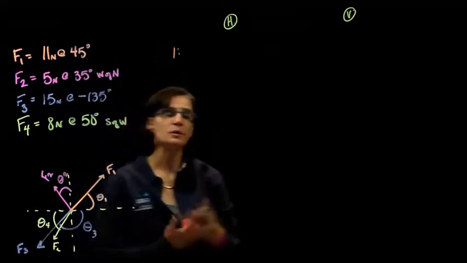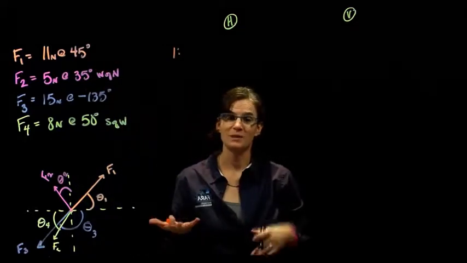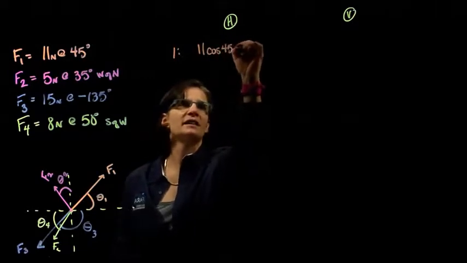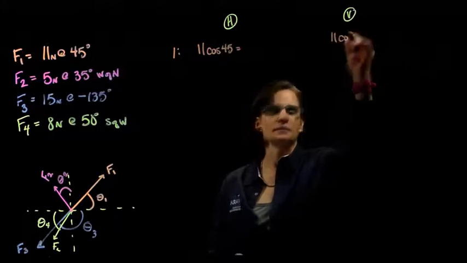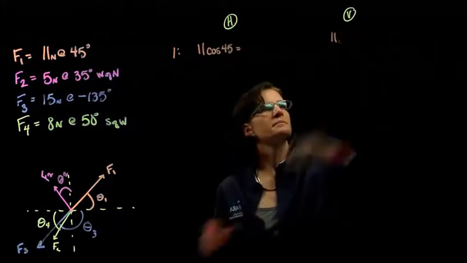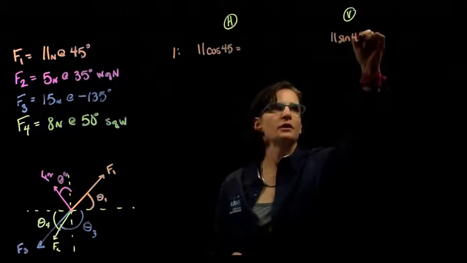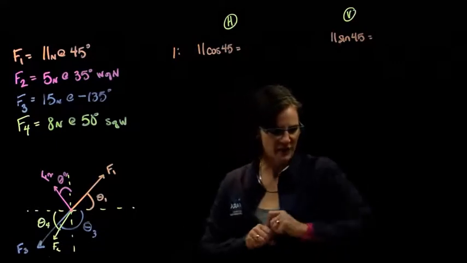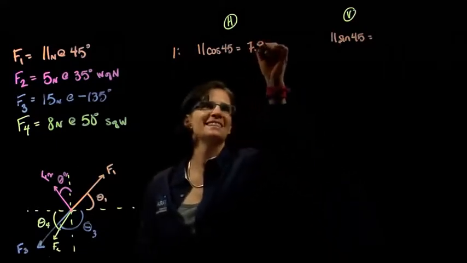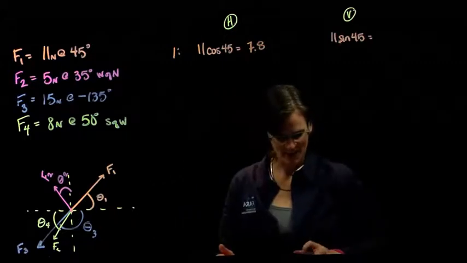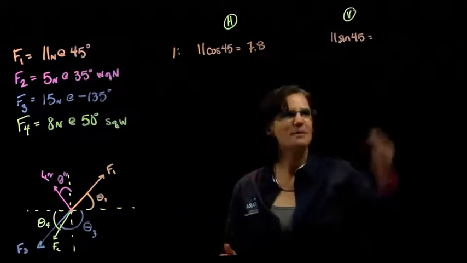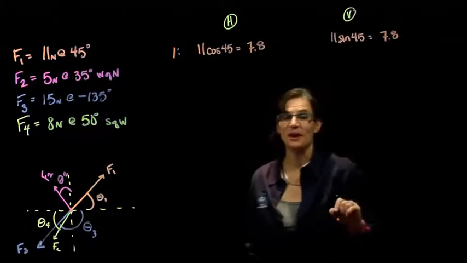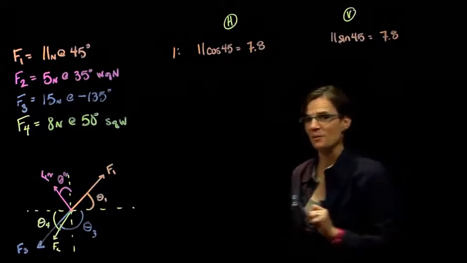That angle is given with respect to the positive x-axis. So for horizontal, I use cosine. Vertical, I use sine. And we have 11 cosine of 45, and vertical, 11 sine of 45. All right, so our calculation of 11 times the cosine of 45 is 7.8 newtons. And although we should probably be able to do this one in our heads, I'm confirming that the sine is also 7.8 newtons. All right, they're both positive. They should be. I'm in quadrant number 1.